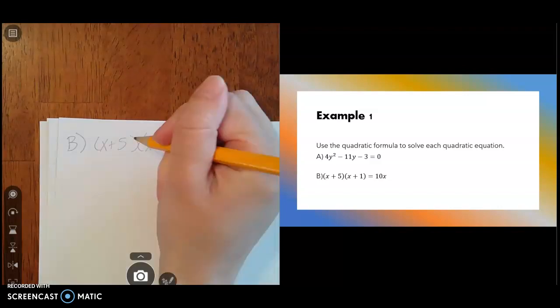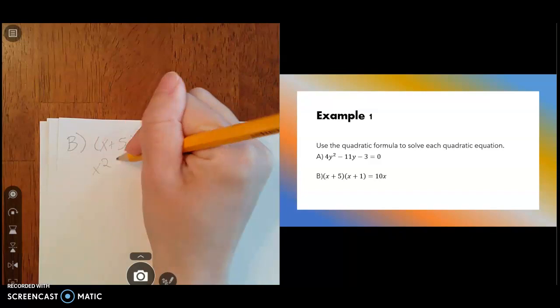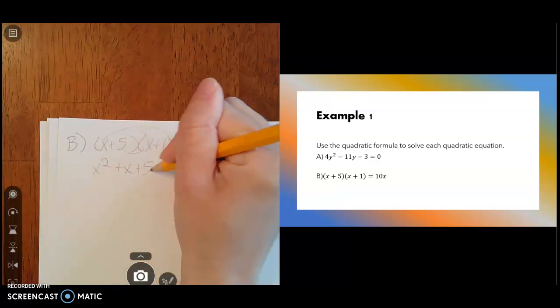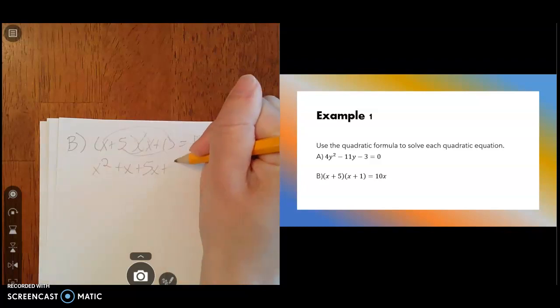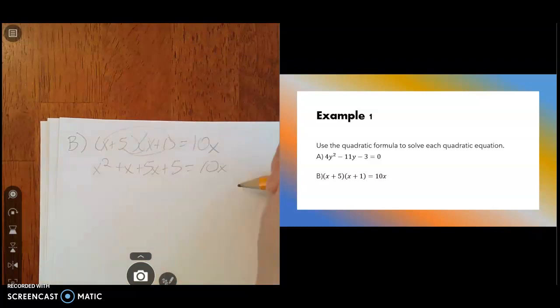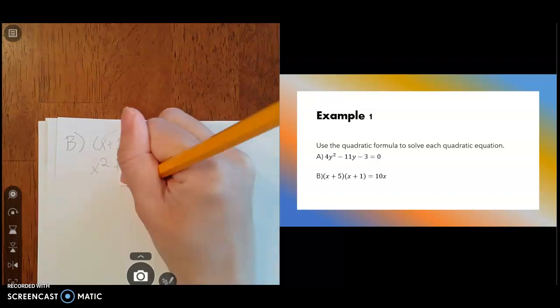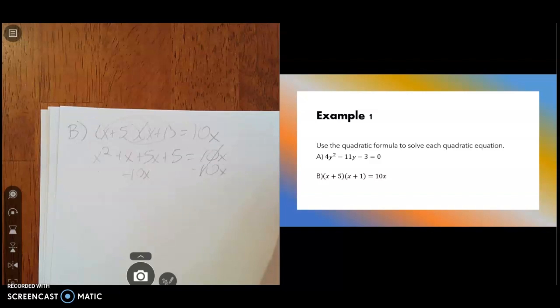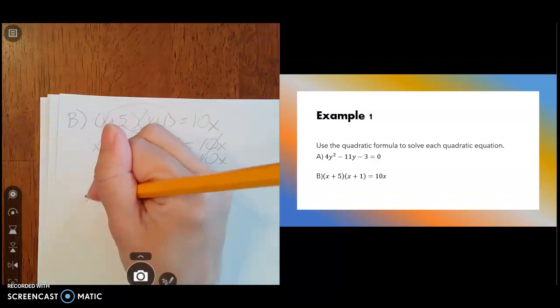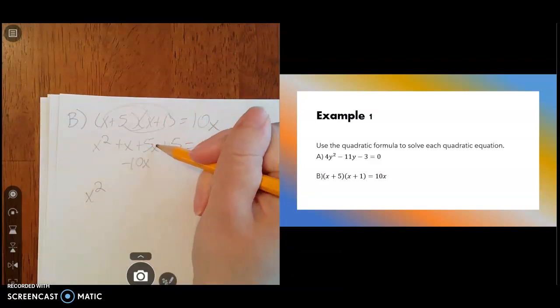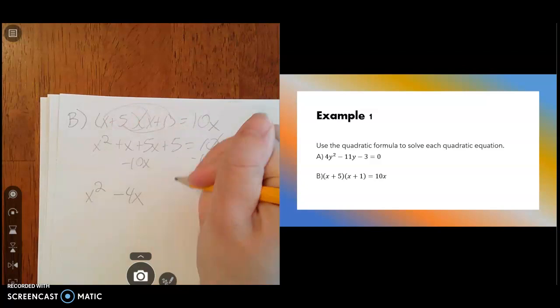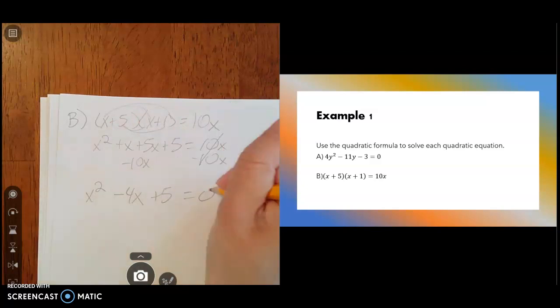So I'm going to distribute: x times x is x squared, x times 1 is 1x, 5 times x is 5x, and 5 times 1 is 5. I'm going to go ahead and subtract 10x from both sides so that it equals 0 and we have it in standard form. Now I've got an x squared with all of my x's. x plus 5x is 6x. 6x minus 10x would be negative 4x. And then we have a plus 5 equals 0.